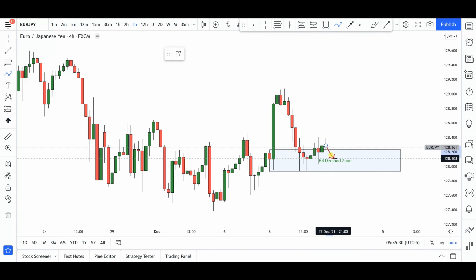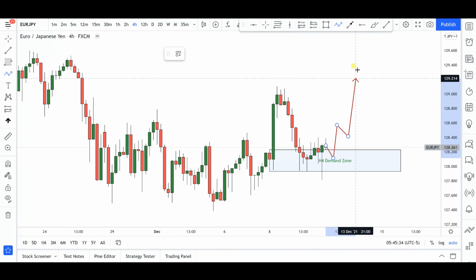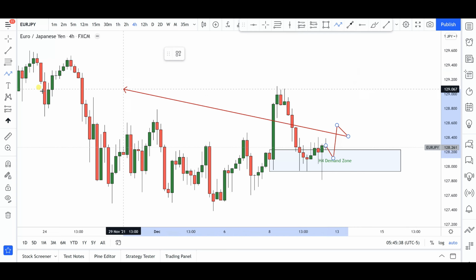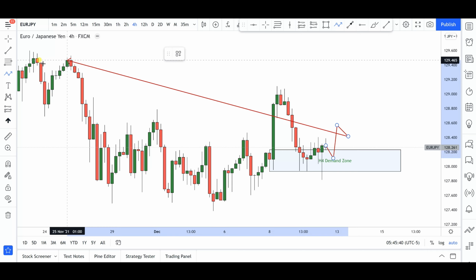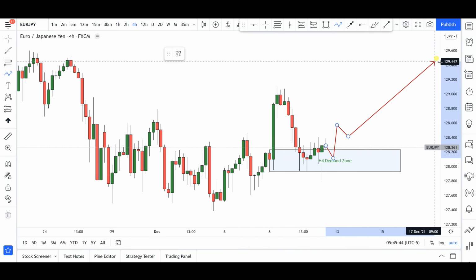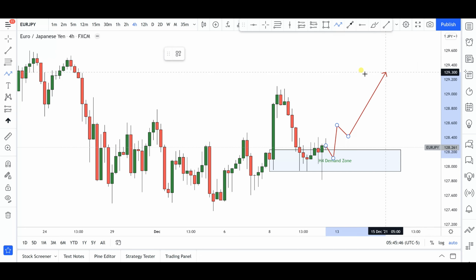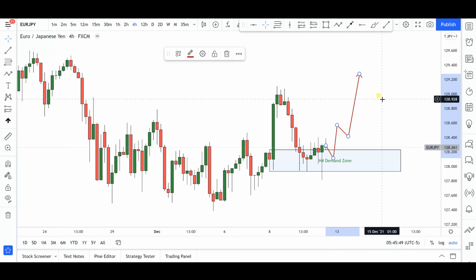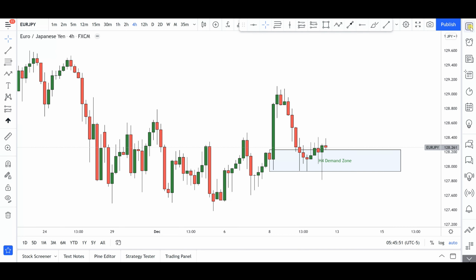Let's see does this demand zone continue to hold. If that happens, then I'll be looking for an opportunity really to go long in this particular currency, paying attention obviously to these particular levels that we have here, this supply zone area that we have around 129.50 institutional price level. All right, so let's see how that goes. That's pretty much what I can see right now in Euro yen.